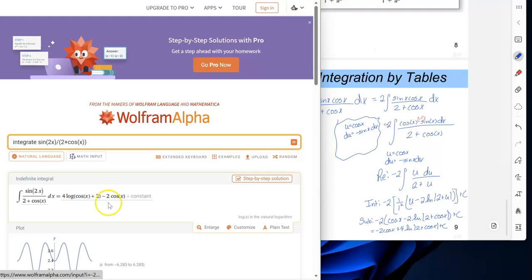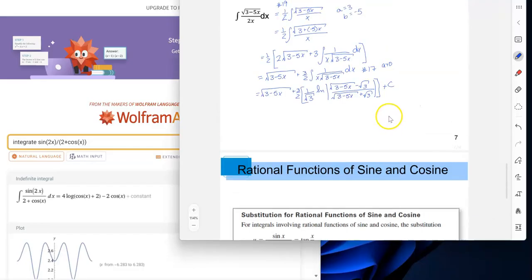Also notice that it dropped the absolute value. We don't need the absolute value. Cosine shifted up 2 units would always be a positive value. So it recognized that, and then it was able to drop it. And we could use Wolfram to check other things as well.